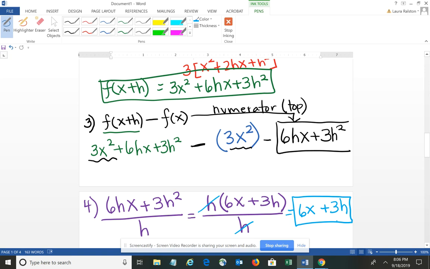Now, just as a little heads up to let you know what happens in calculus, we then talk about what happens as the value for h gets smaller and smaller and smaller. As h gets closer and closer to 0, I hope you realize this piece would go away so that ultimately we have a value of 6x. But the difference quotient is 6x plus 3h.